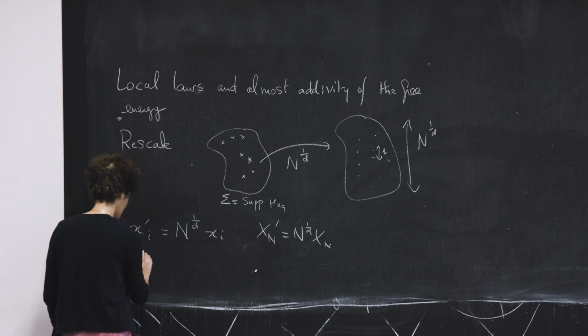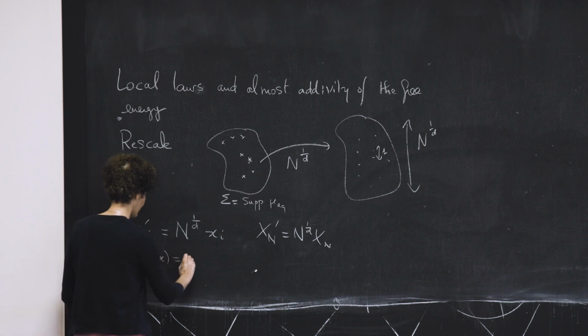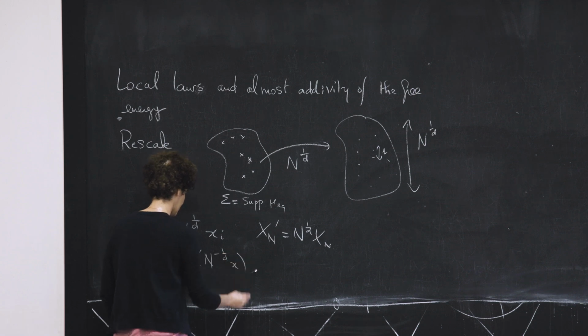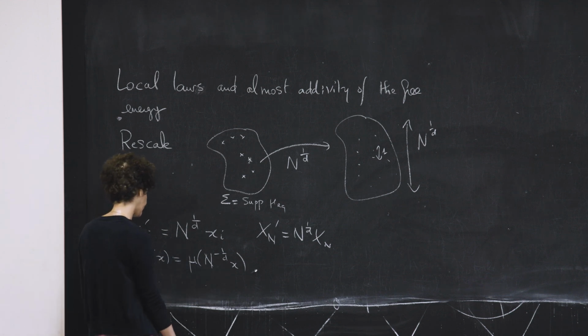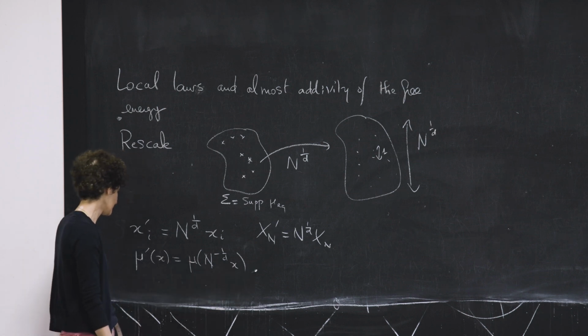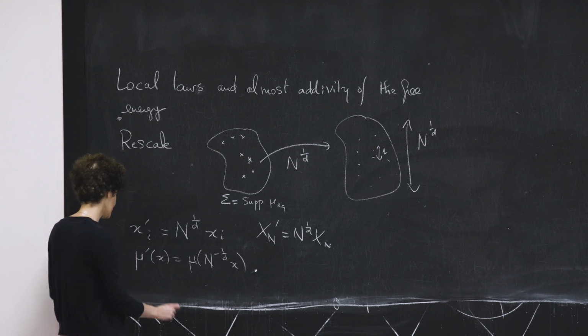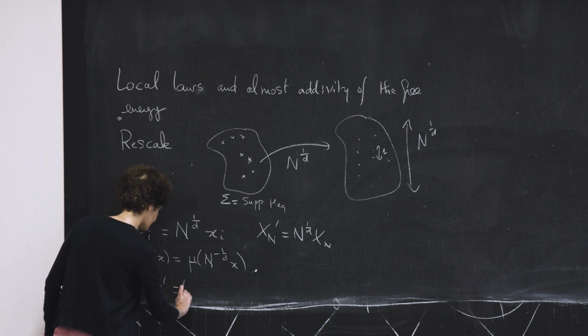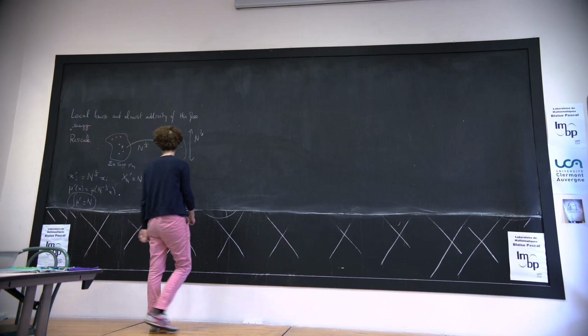And the equilibrium measure, or the background measure, mu, is going to be changed into mu prime, which is mu of n to the minus 1 over d x. So when x here is of size n to the 1 over d, this becomes of size 1. And when you do that, mu was a probability density, but this one is not. This one is going to have integral equal to n. So we have a measure of mass n, but that's okay.